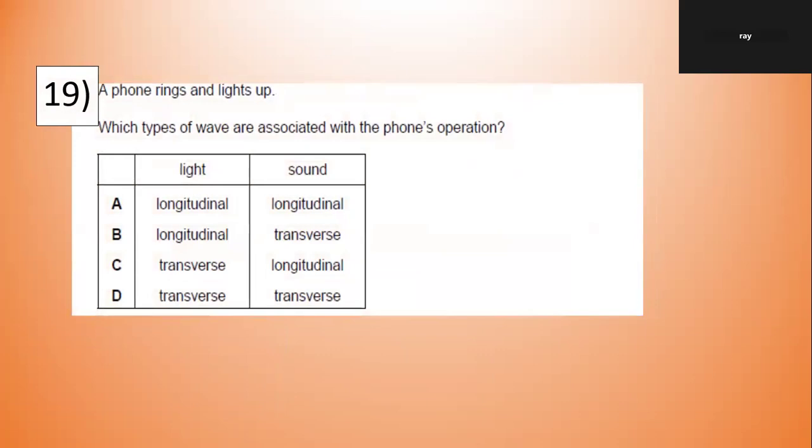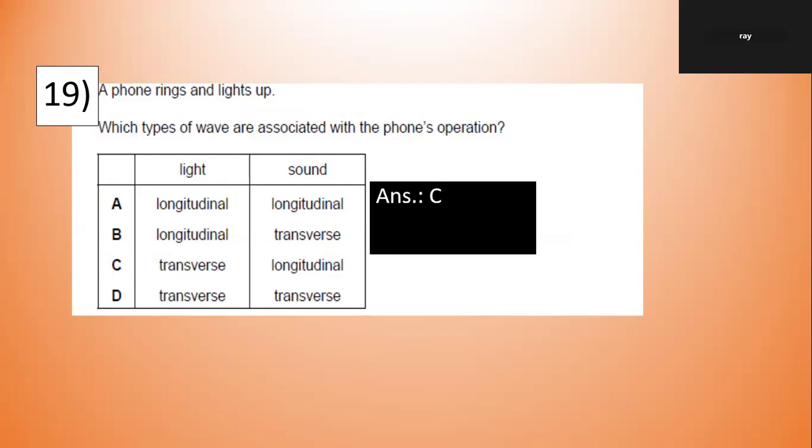A phone rings and lights up. Which types of wave are associated with the phone's operation? What's the answer? C. Okay, answer C.